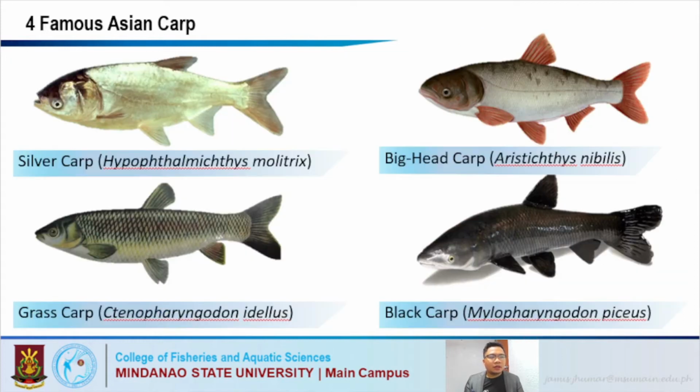And then we have the four famous Asian carps. These are the four famous Asian carps that significantly helped the aquaculture industry in most countries, particularly the Southeast Asian countries. Among the four major famous Asian carps are the silver carp, or the Hypophthalmichthys molitrix, the bighead carp, or the Aristichthys nobilis, the grass carp, or the Ctenopharyngodon idella, and the black carp, also known as Mylopharyngodon piceus. Right? So those are the four famous Asian carps.